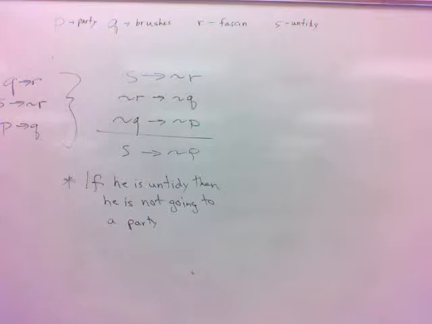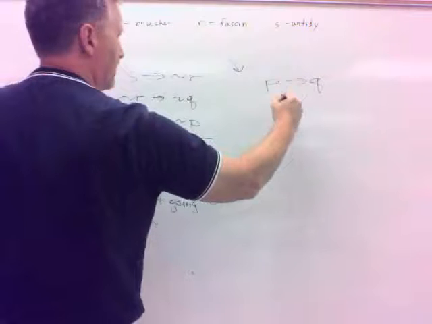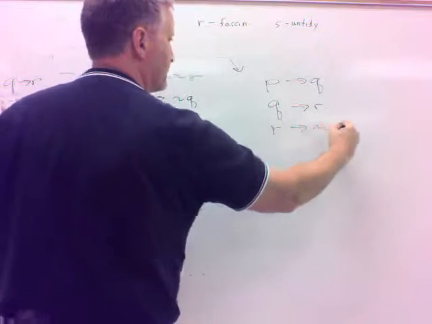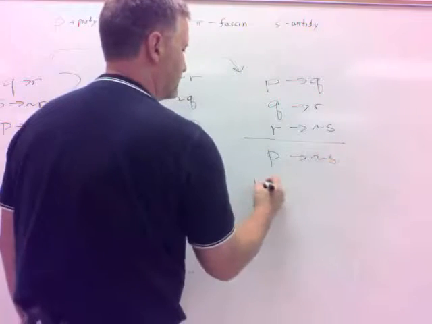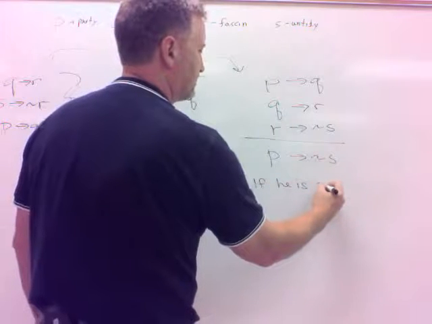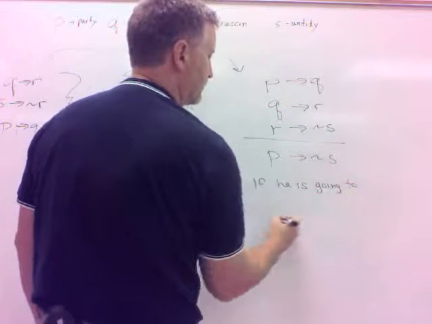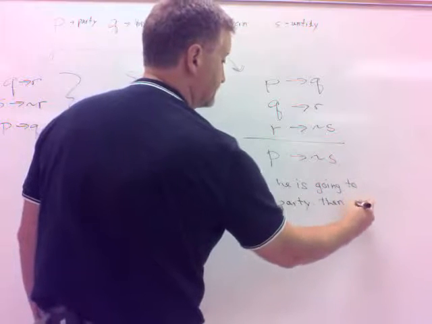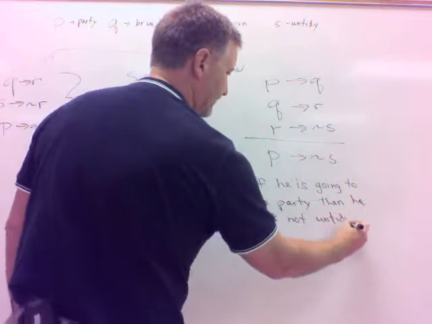Is there another one, though? Yeah. If I started instead with the P arrow Q, I would get P arrow Q, then I would have Q arrow R, and then last but not least, do the contrapositive of that one, which would be R arrow not S. So another valid conclusion would be P arrow not S, which is if he is going to a party, then he is not untidy. Contrapositive of that. The first one. Okay? All right. Questions or concerns?